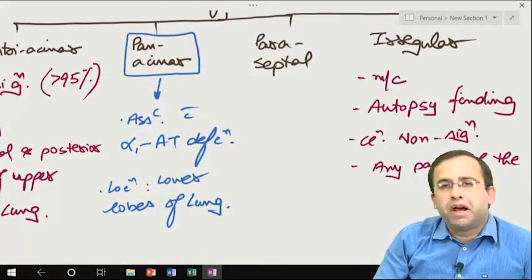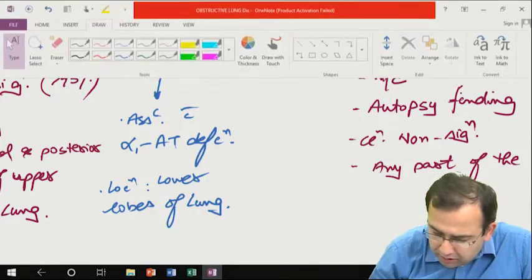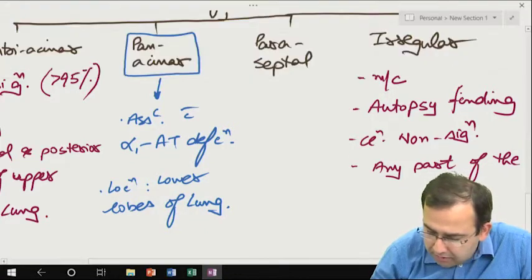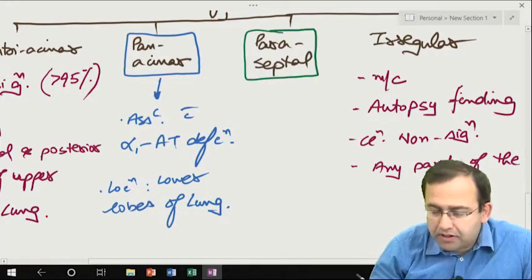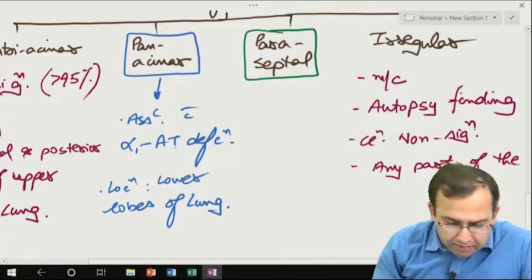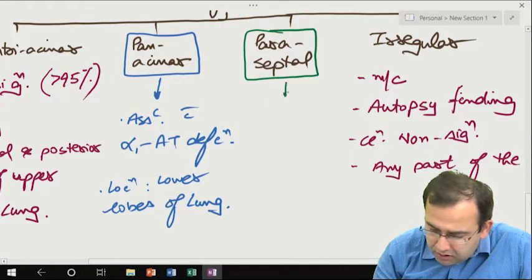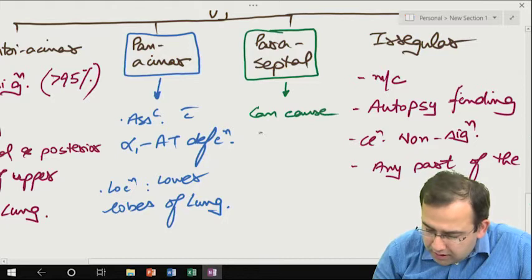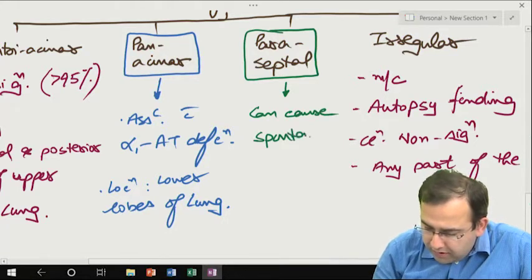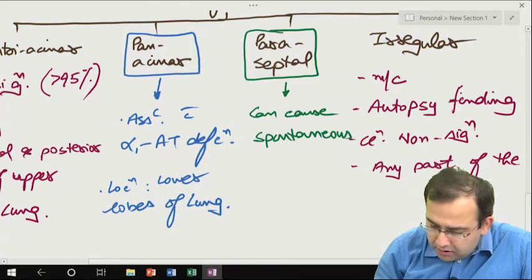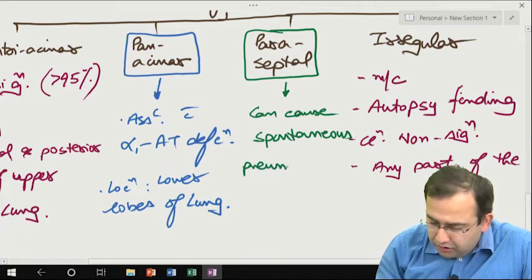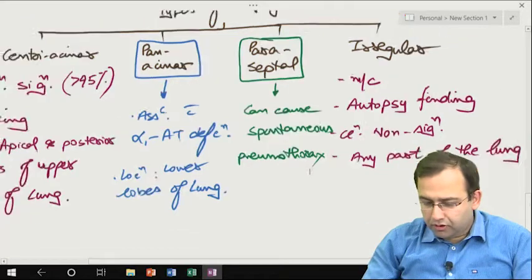Next is paraseptal emphysema. It is present next to the septa. This can cause spontaneous pneumothorax.